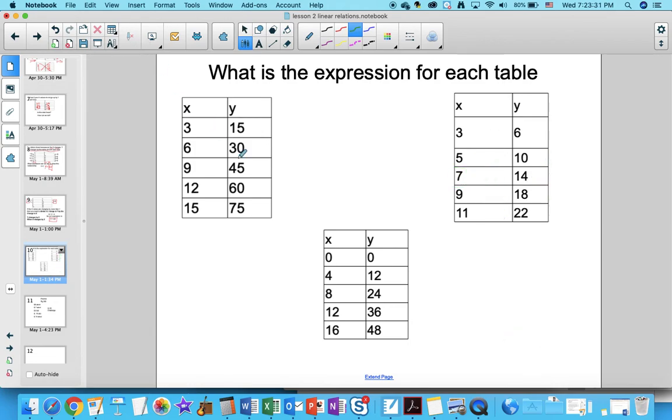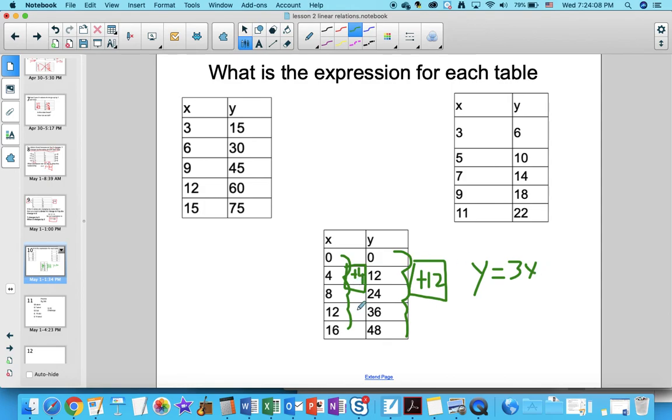All right, let's check this one. 0, 0, okay. 0 goes up by 4, right? And I keep going up by 4. Well, this goes up by 12, which then goes up by 12, again by 12, and again by 12. So as x changes by 4, y goes up by 12. Okay, what would the expression be? Well, the change in y divided by the change in x. 12 divided by 4 is 3, so y should be 3x.